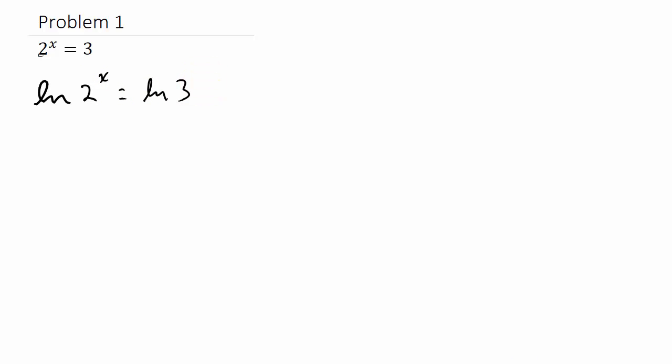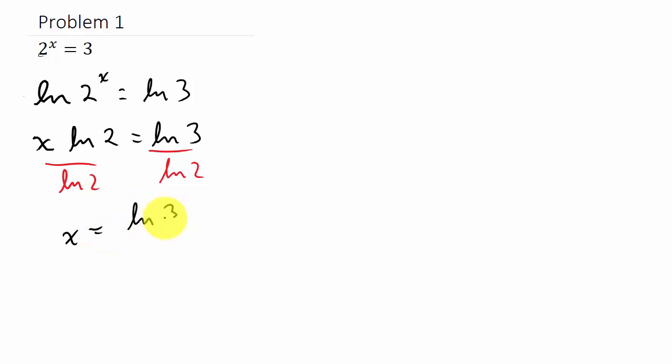Now if you remember the property from logarithms, we can take this exponent and move it down in front and multiply it. So that's x times the natural log of 2 equals the natural log of 3. And now we just need to get the x by itself, so I'll divide both sides by natural log 2, and that gives me x equals the natural log of 3 over the natural log of 2.